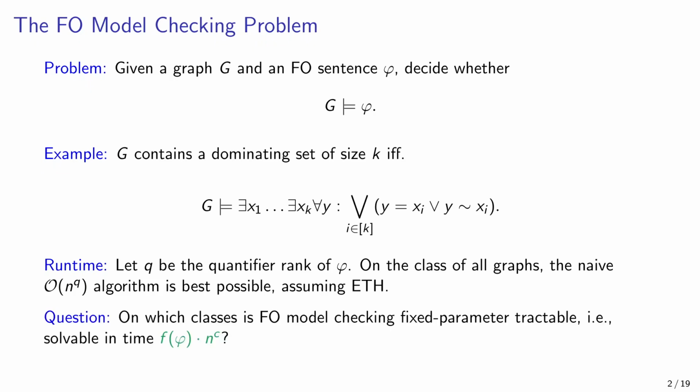So now the question becomes, on which classes can we do fixed parameter tractable model checking? And this means model checking in time that is polynomial in the size of the graph, but might have an arbitrarily bad dependence on the formula phi.